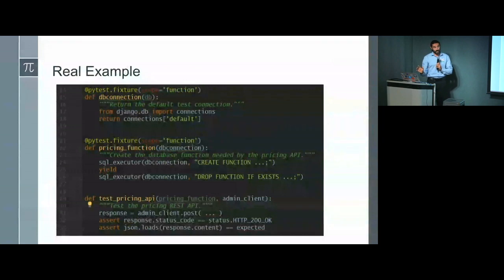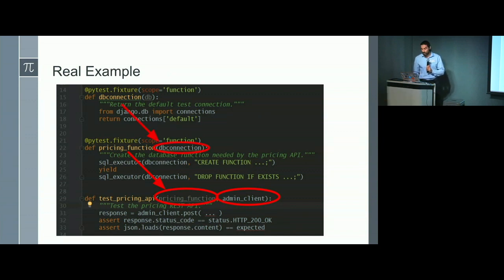And if you thought that was amazing, this is going to be even cooler. This is a real example. Here's where the power of fixtures really shines. It illustrates their modularity and how you can chain them together. In this example, I'm testing a REST API. The test case is the function at the bottom called test_pricing_API. And to test the REST API, I need two things: one, a logged in admin client, and two, the underlying database function. The pricing function fixture here creates the needed database function on setup and drops it on teardown. It's executing SQL, and so in order to execute SQL, I need a database connection, which is also a fixture.